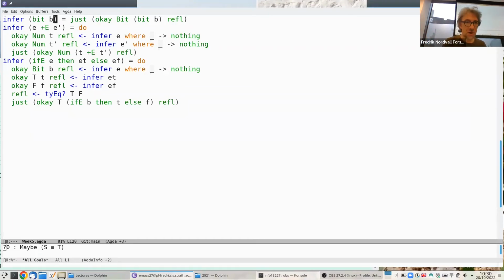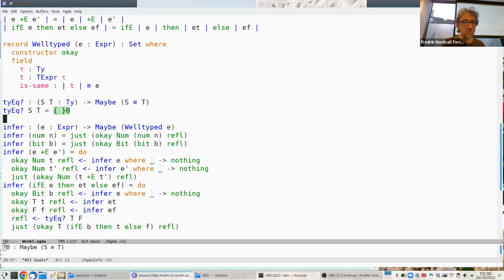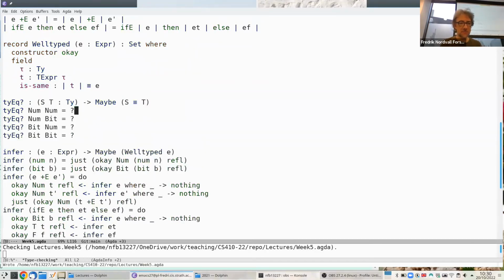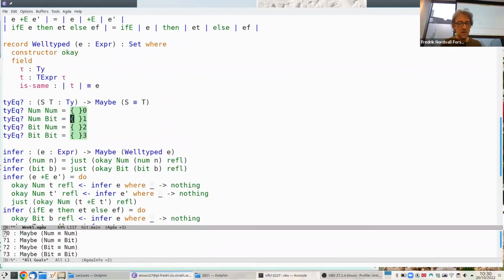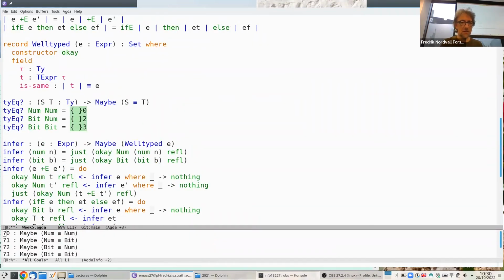Okay, so all I have to do is finish this job. And what do I do? I look at both S and T. And then I remove the off-diagonal cases in favor of a catch-all.